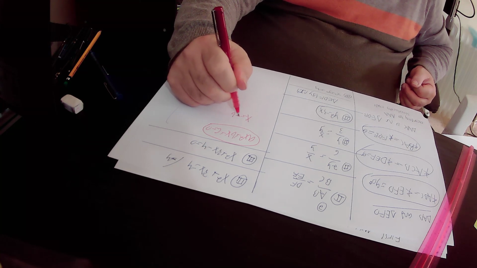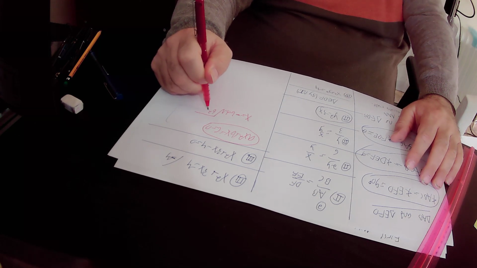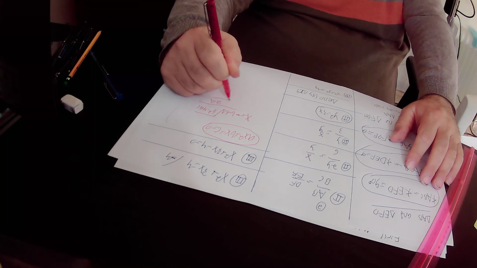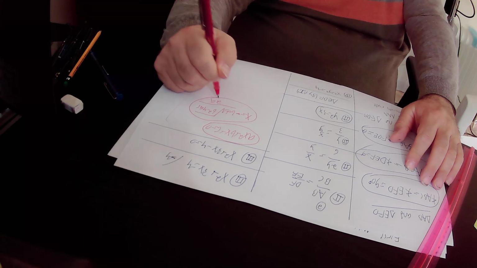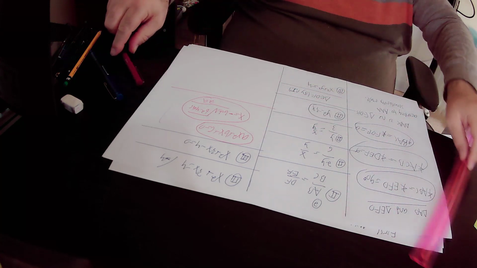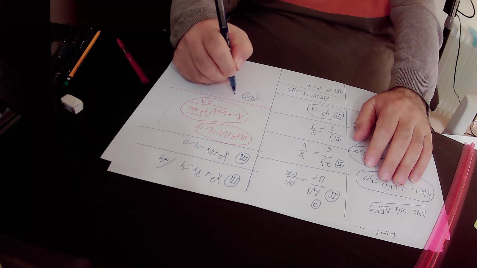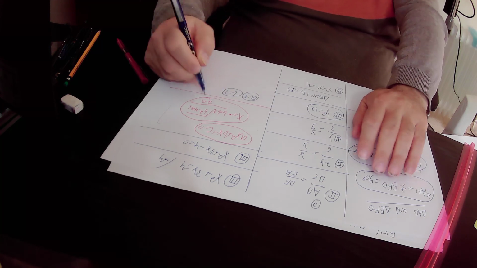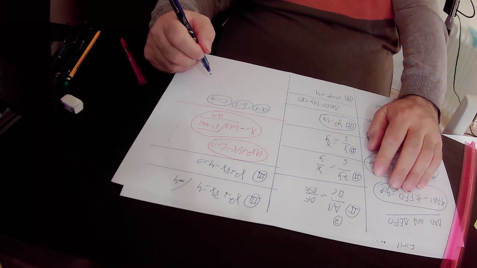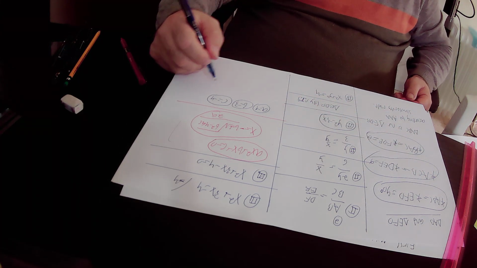minus b plus minus square root of b squared minus 4ac over 2a. In our specific quadratic equation, the coefficient a equals 1, the coefficient b equals 3, and the coefficient c equals minus 4. So we put the data inside the equation and we find the values of x.